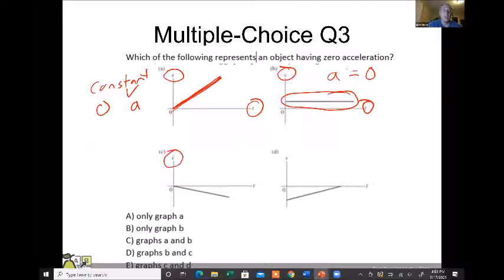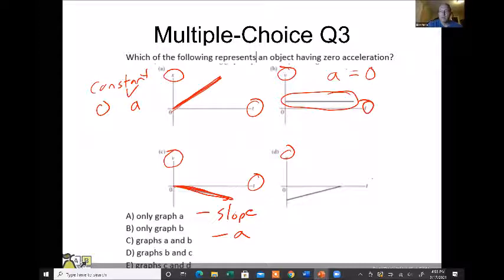C, this is a velocity time graph. And again, slope on a velocity time graph represents acceleration. Here we have a negative slope, which means we have a negative acceleration. It's not 0.